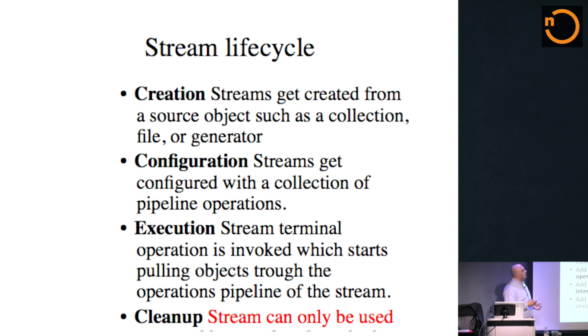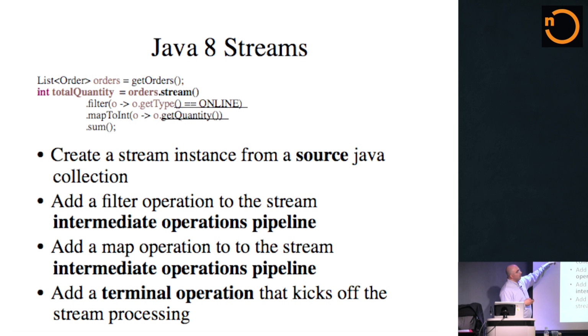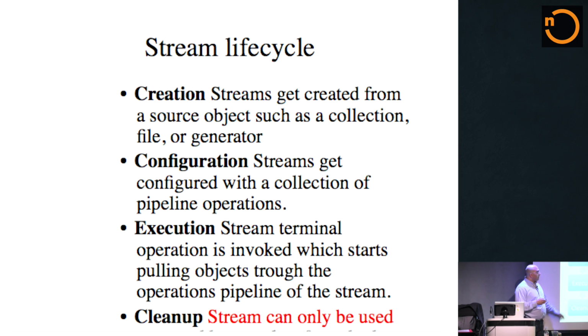When you look at this code here, it might look like you're looping over things twice. You're not. It actually doesn't do anything until you invoke a terminal operation. So it's lazy. And then finally, the stream has to be cleaned up. Now, streams can only be used once. They get exhausted. Once you execute and the stream does its thing, you can't just invoke it again. You'd have to rebuild it, reconfigure it, re-execute it, and clean it up again.